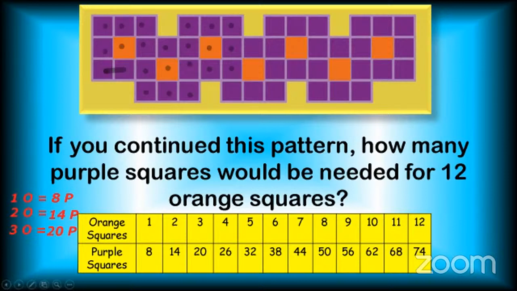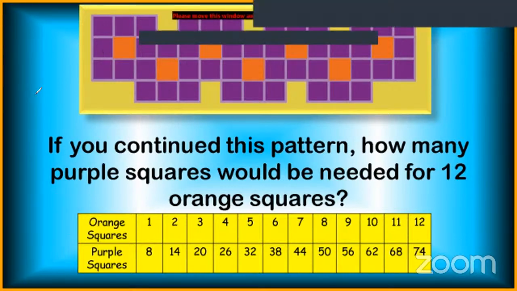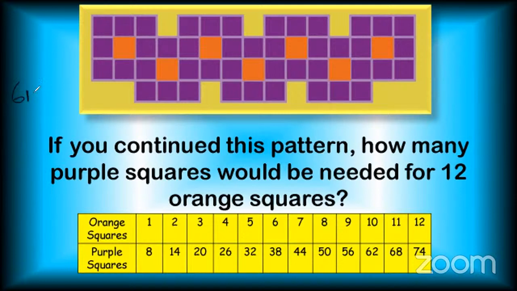So let us go ahead and prove this rule. You say the rule is 6n plus 2. If n represents orange, it means that we're going to multiply 6 by the number of orange squares we have. So let us try with the first one. 6 times 1 is equal to 6 plus 2 is equal to 8. So it worked here. Let us try with this 3. 6 times 3 is equal to 18 plus 2 is equal to 20. So yes, it worked here again.